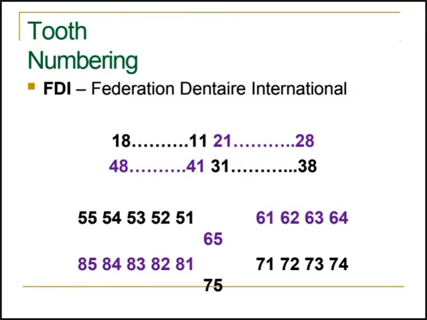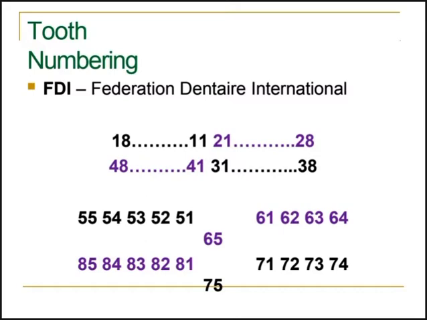So how is it done for the permanent? Of course, you must be knowing it already, but just to brush it up quickly: for the permanent, the quadrants are numbered 1, 2, 3, 4, and then the tooth number is given, starting from the midline towards the distal. But for the primary, how do we number the quadrants? Like 5, 6, 7, 8, and then we give the tooth numbering: 51, 52, 53, 54, 55.